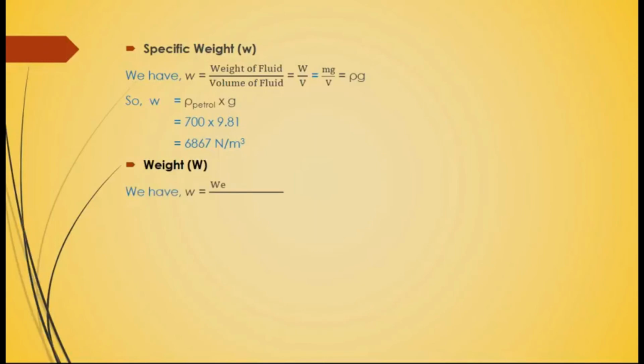And the weight we need to find out. Again write the formula for weight density, which is small w equal to weight of fluid by volume of fluid. If we want weight, weight is equal to volume into weight density. See, we have just calculated the weight density. Just substitute, very easy. So you'll get 6.867 Newton. Volume is 1 by 1000 meter cube.